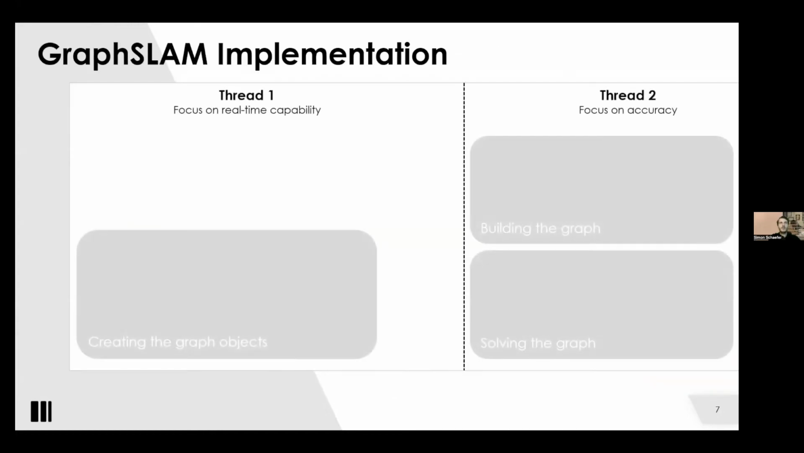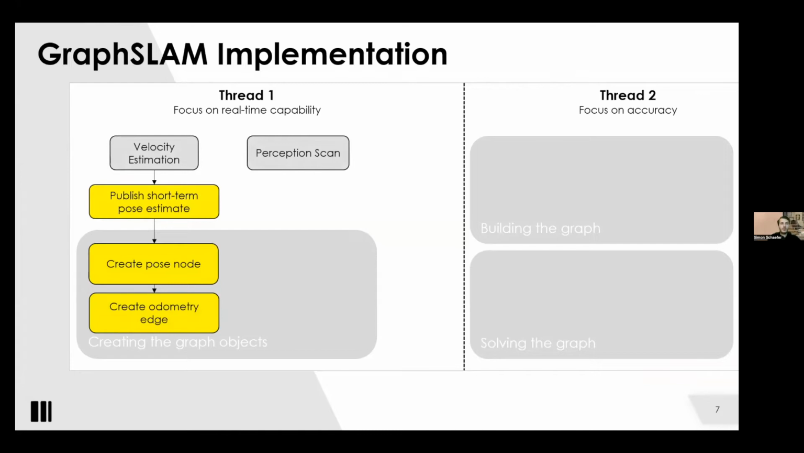The SLAM implementation is running on 2 threads. One is focusing on real-time capability and one on accuracy. For one thing, you use the velocity estimation, so data from the IMU and the wheel speed sensors is combined to publish a short-term pose estimate that is needed for control, because control needs a high-rate pose estimate to work.